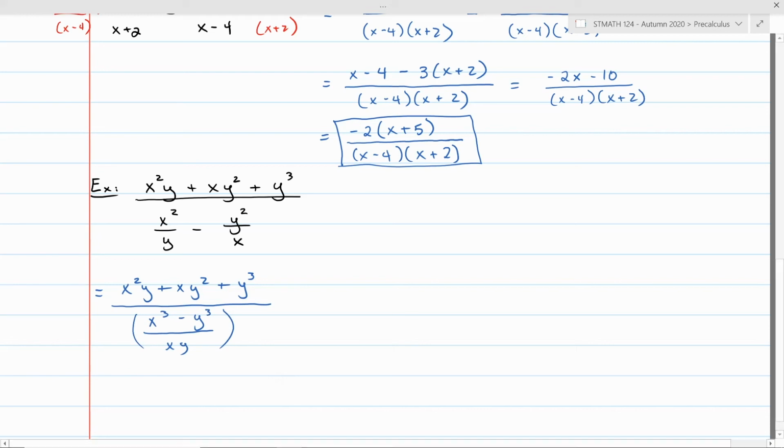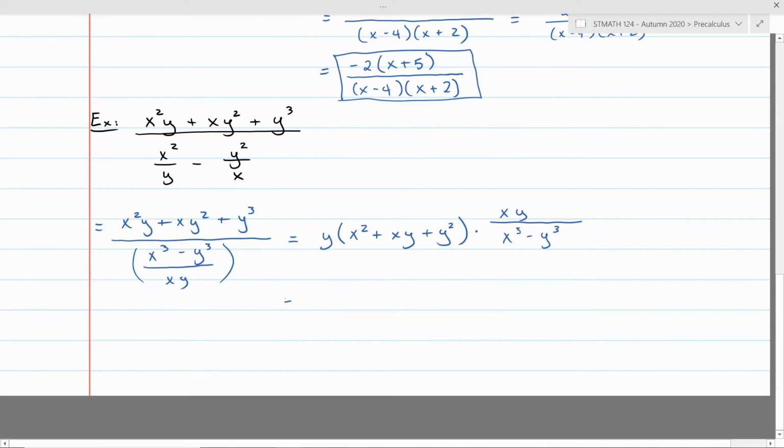And then, when you divide by a fraction, it's the same as multiplying by its reciprocal. So I could write this as x squared y plus xy squared plus y cubed. I'm noticing that I could factor a y out in the numerator, so I'm going to go ahead and factor that y out. And I'll have y times x squared plus xy plus y squared. And then multiplied times the reciprocal of that fraction in the denominator, so xy over x cubed minus y cubed. And now I'm seeing a difference of cubes, and we know there's a formula for factoring a difference of cubes. So I'm going to apply that and see what happens.